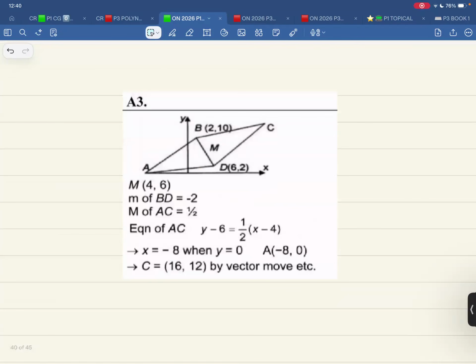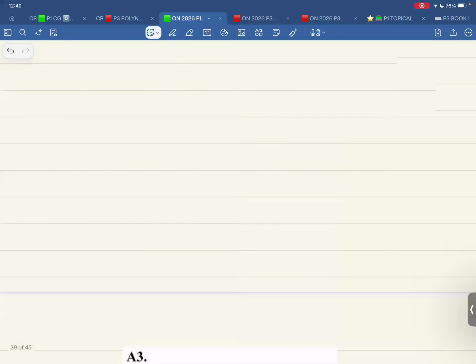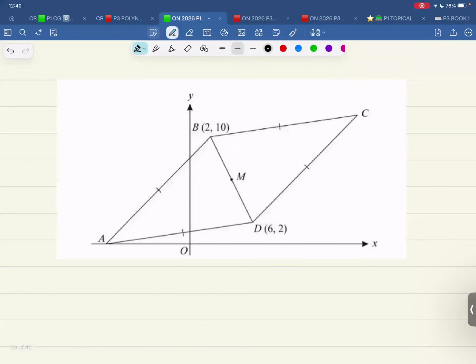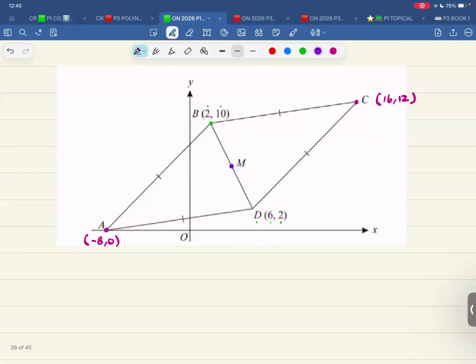And let me label A, which is negative 8, 0, and C, which is 16, 12. So this is negative 8, 0. This thing is 16, 12. This thing is B, which is 2, comma 10. This is D, which is 6, comma 2. This is M, the midpoint of BD. Now, first of all, I will ask you, and I'll do it actually.